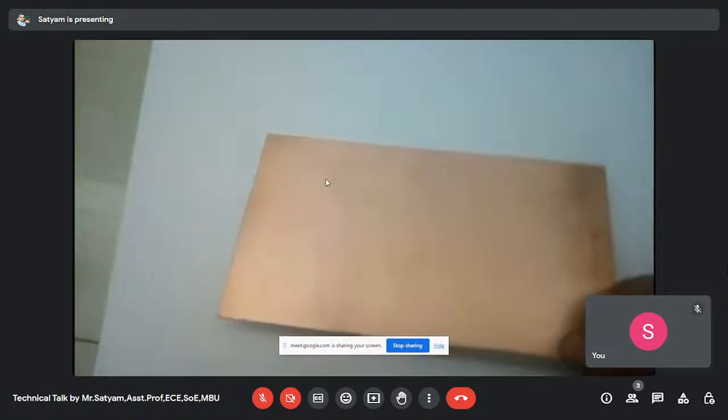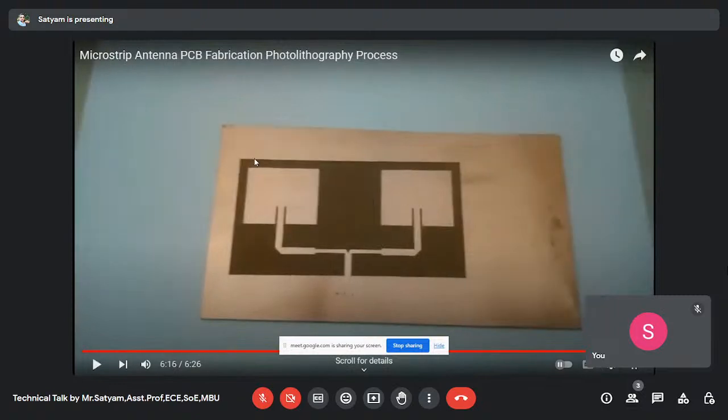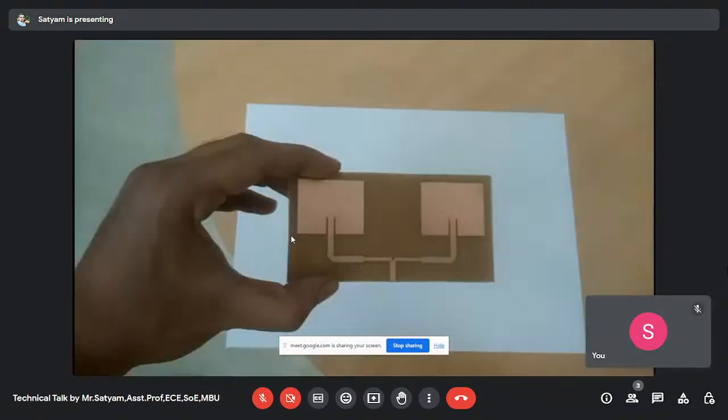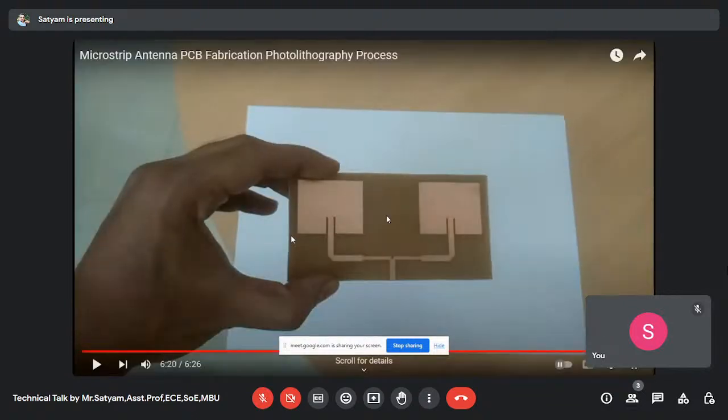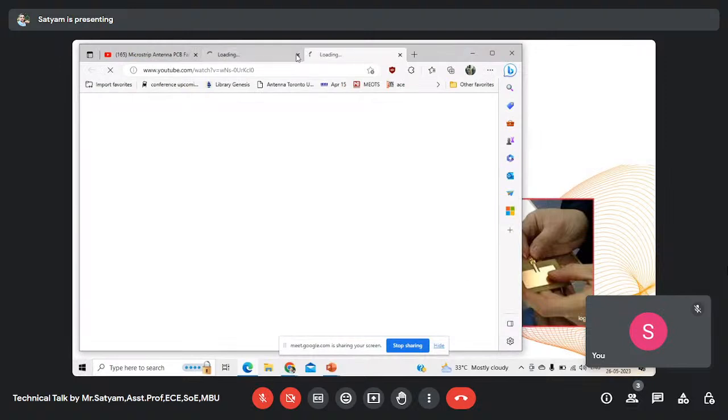Now the board is cleaned using water, and we can see the front and back side of the antenna. Now he will cut this. The extra substrate is cut using the protoscope. So this is the substrate, this is the antenna, and this is the connection, the feed. Okay. So this is one video. The other is how to solder it. That is still there. You can see this.